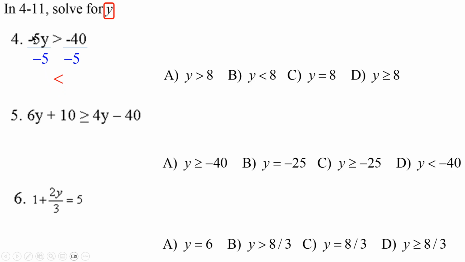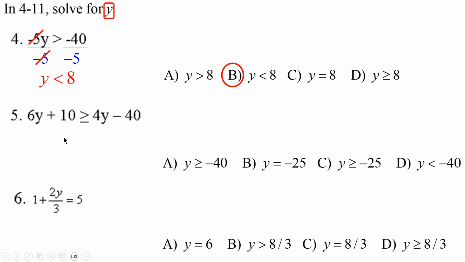And now over here on the left, the -5's cancel, leaving us y is less than, and a negative over a negative is positive, and 5 goes into 40 8 times. So y is less than 8. Notice how I do multiple choice too. I don't even look at the answer until I've completed the problem.